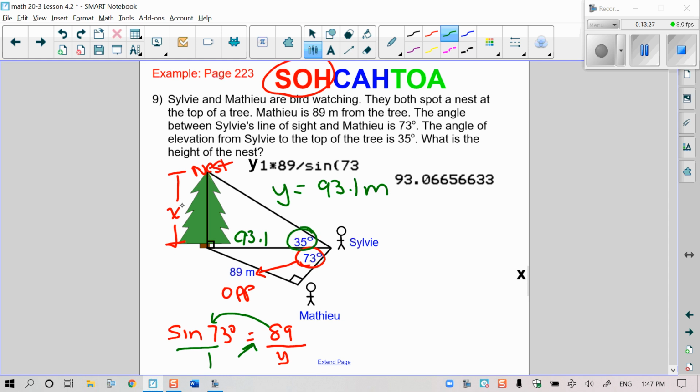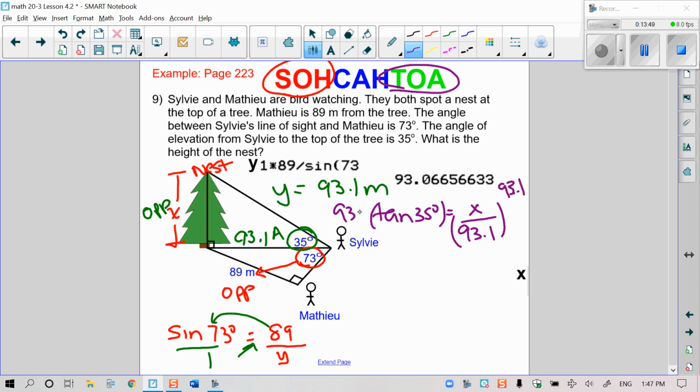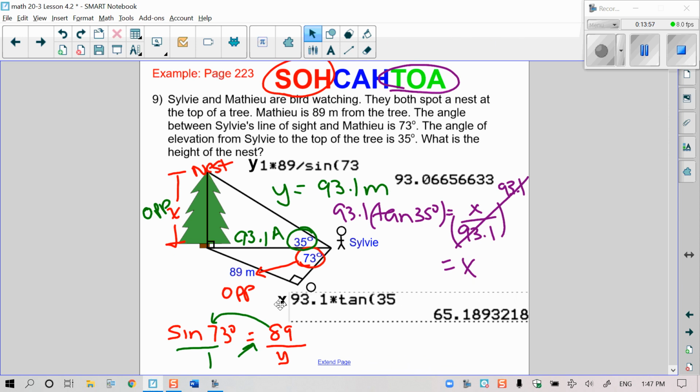Looking at your angle, this side here is opposite and this side here is adjacent. Opposites and adjacents are tangent. So let's write that out: tangent of 35 degrees is equal to opposite x over adjacent 93.1. So multiply both sides by 93.1, and I get that x is equal to 93.1 multiplied by tan of 35, and you can see I get 65.1, and units are meters. That is the height of the tree.